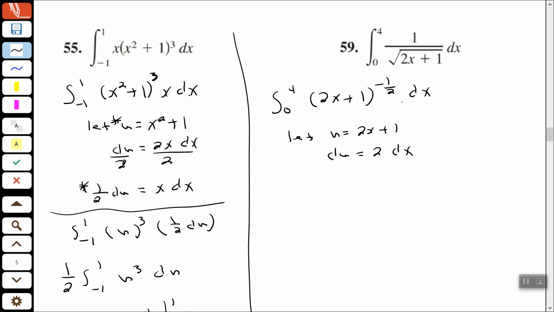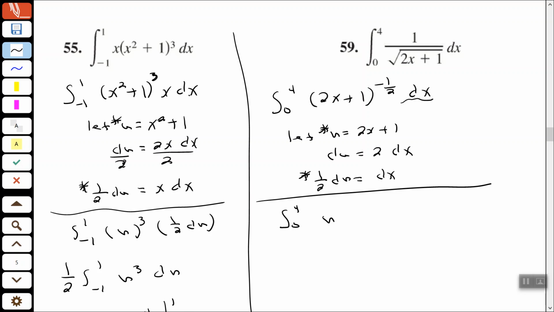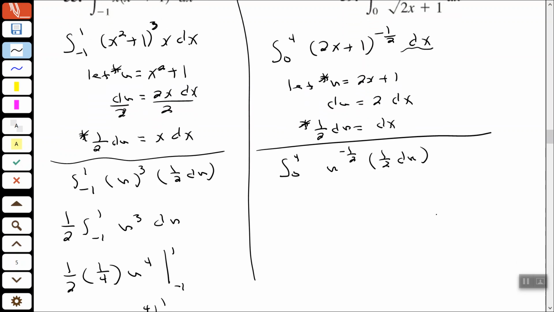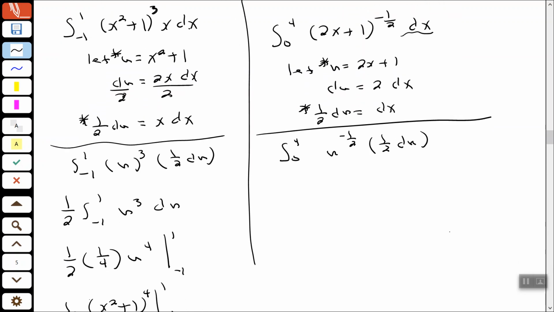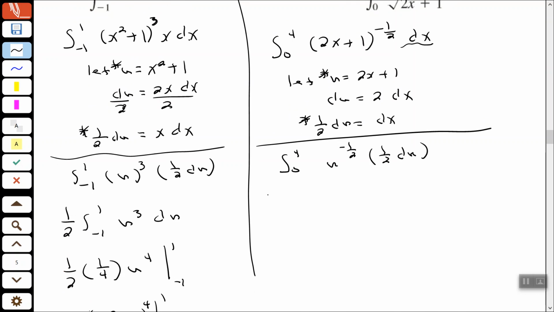I want my du to equal just 1 dx, which is the other part of that. So I need to divide both sides by 2, or multiply by 1/2. So 1/2 of du equals 1 dx. Now I can substitute. I'm going from 0 to 4, and I have u to the -1/2 power, and then dx is equal to 1/2 of du. Let's bring the 1/2 out front.